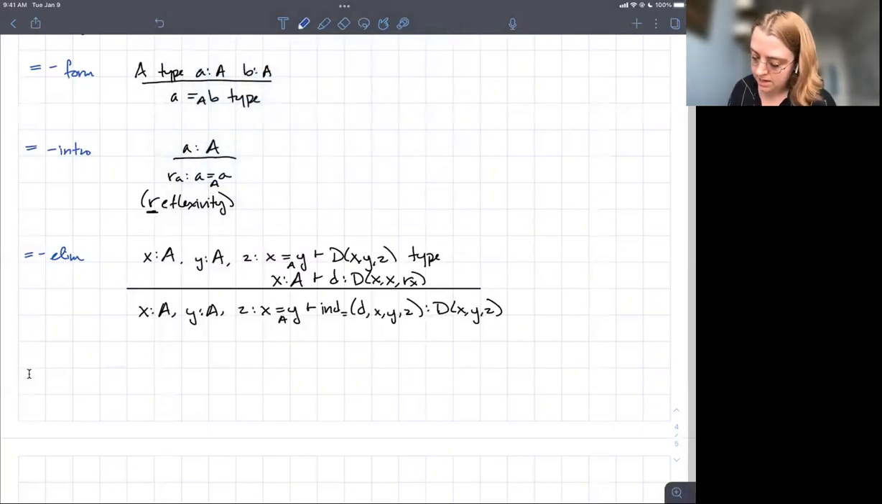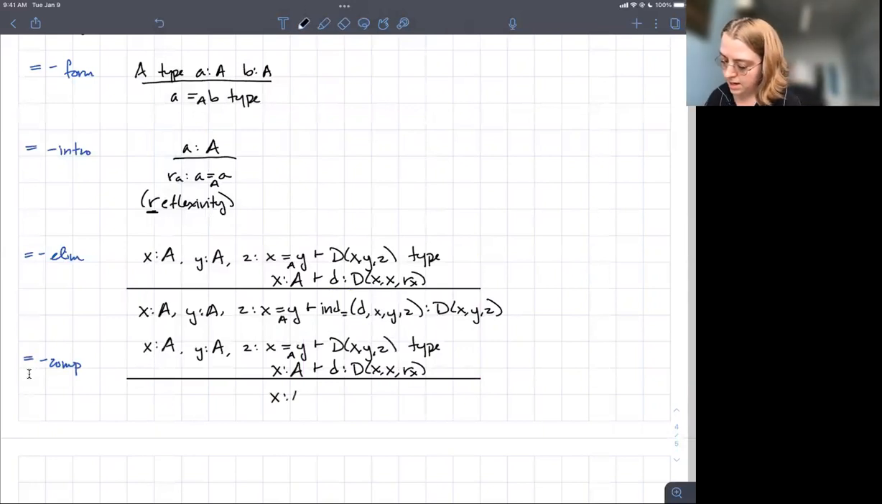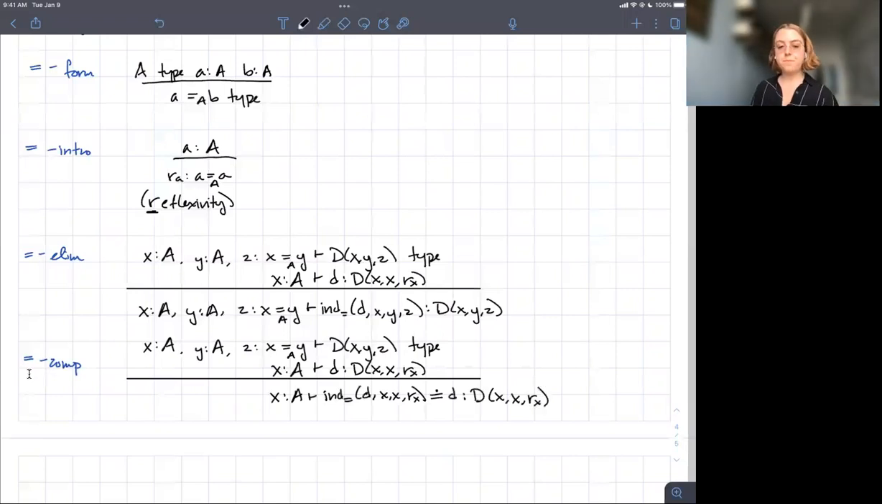Okay, and the computation rule tells us that if we have all the same hypotheses, let me just copy and paste them, and we plug in the canonical elements, so we plug in an X and A, then we get back the thing that we started with. So we plug in X, X, R of X. This is the same as the piece of data D that we started with in big D, X, X, R of X. Okay, so these are the rules.